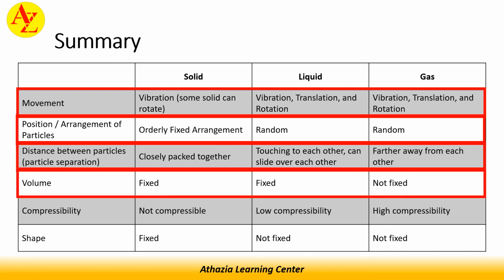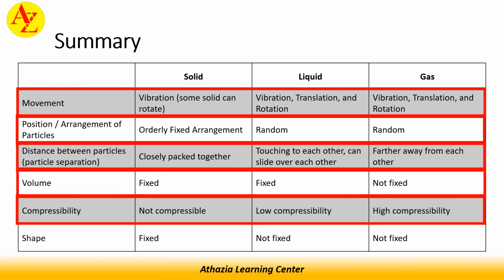Volume for solid is fixed, liquid is fixed, but gas is not fixed. For compressibility, solid is not compressible, liquid has low compressibility, and gas has high compressibility. And lastly, shape for solid is fixed, for liquid is not fixed, and gas is also not fixed.